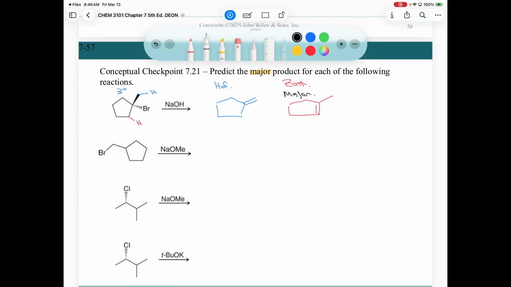Okay? I'm going to give you a second to see if you can solve the next two. And if you're really fast, see if you can solve the next three. And again, use that decision tree that I gave you. You got methoxide, which can be a nucleophile or a base. You want to evaluate what kind of substrate you've got.